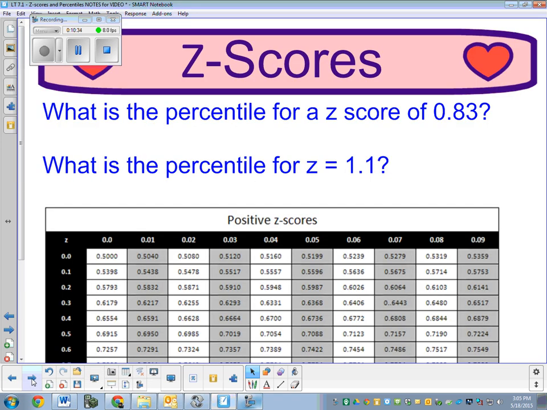So now let's go back to our green sheet. You should be looking at the side that says positive z-scores. We are going to look up a few z-scores before we do our hockey example, just to get the hang of it. So the first question is this: what is the percentile for a z-score of 0.83? So here's how we're going to look this up.